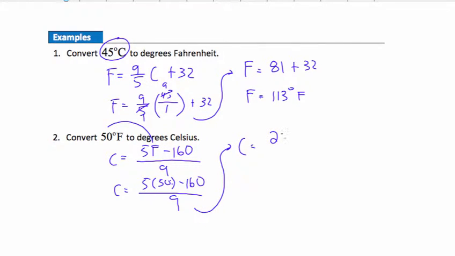So I'll have 250 minus 160 over 9. Let's go ahead and do that now. So I'm going to take 250 minus 160. That gives me 90 divided by 9 is going to give me 10. So that's going to be 10 degrees Celsius.